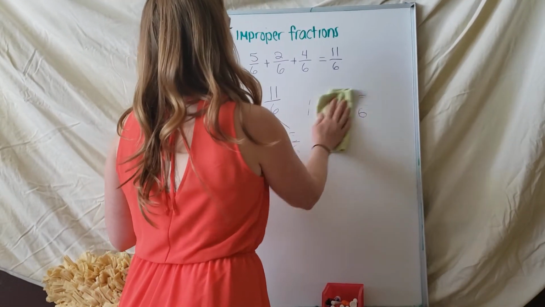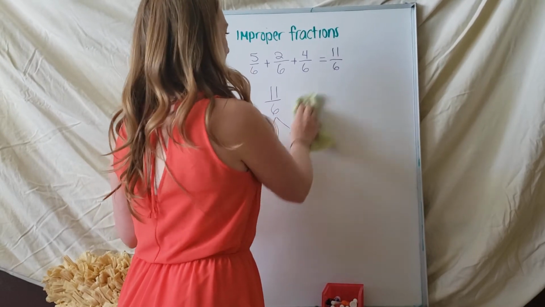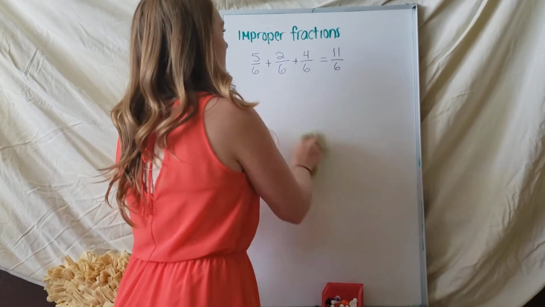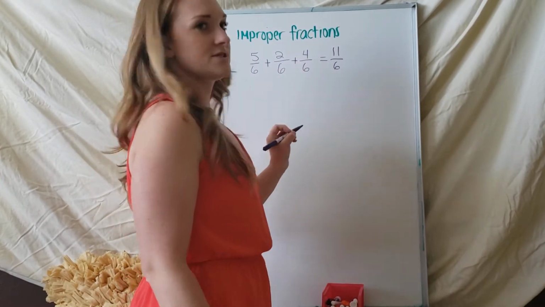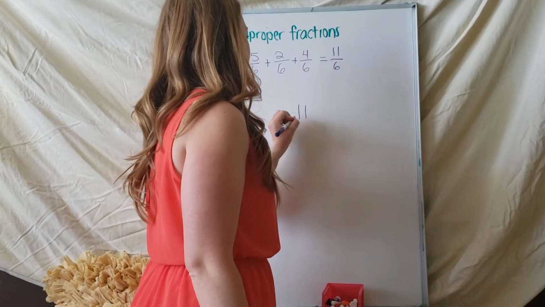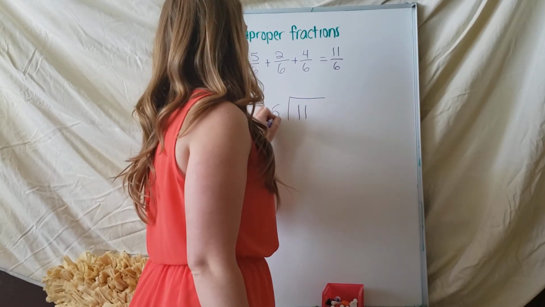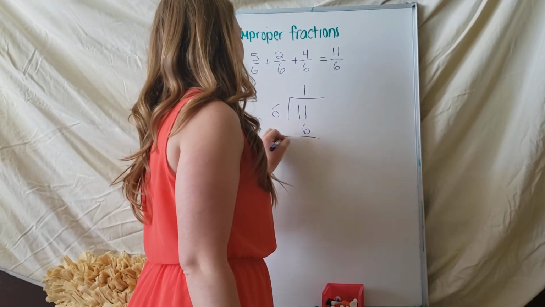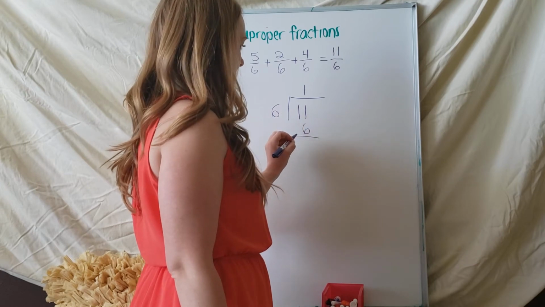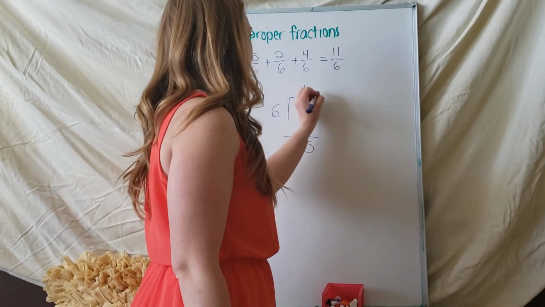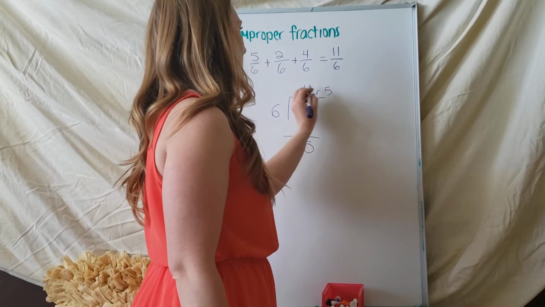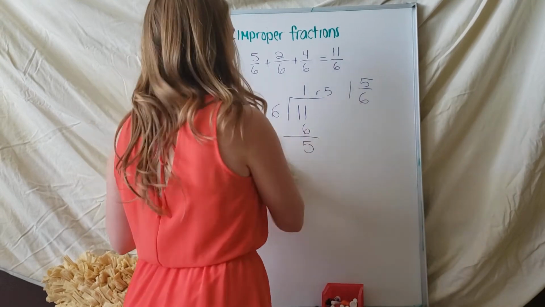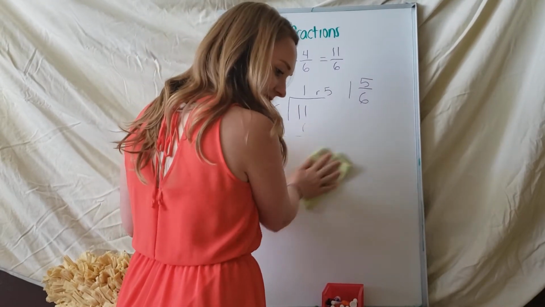Another way you can think about that is go back in your mind to when we did long division, because 11/6 is just like saying 11 divided by 6. I know I can take 6 out one time, and then if I subtract 11 minus 6, I have 5 left over, remainder 5. Oh, look, 1 and 5/6 again. Okay, let's move on.